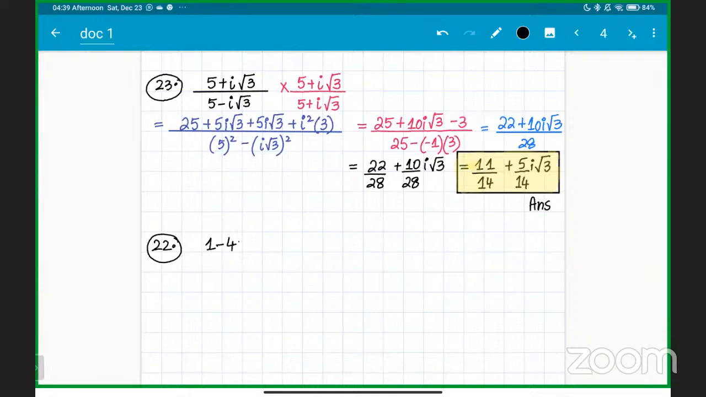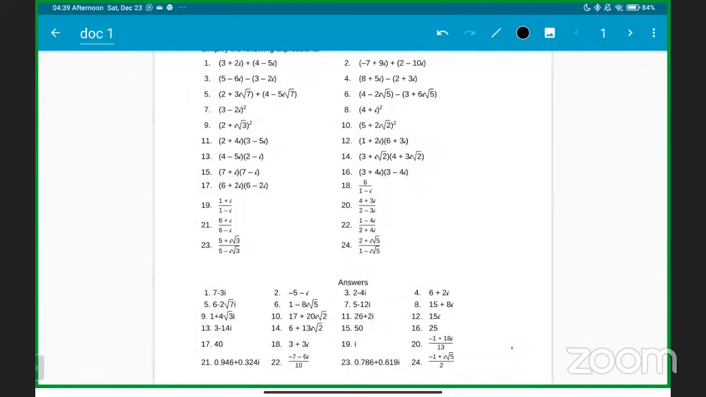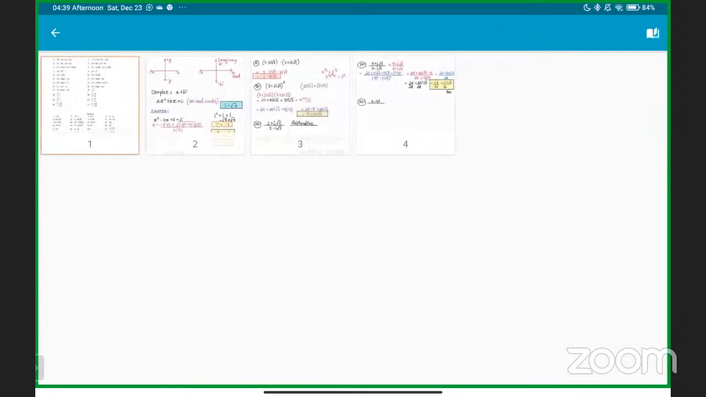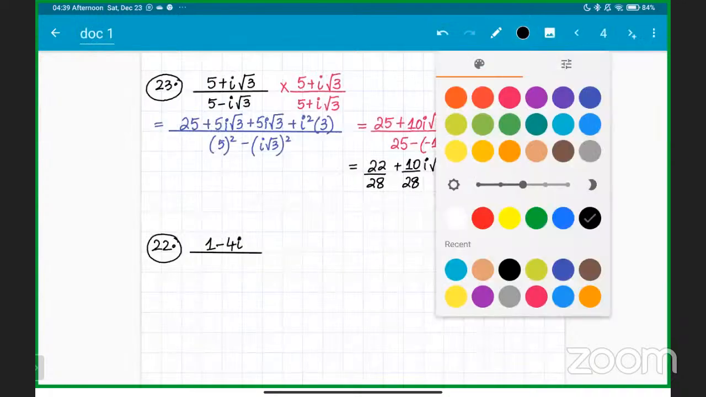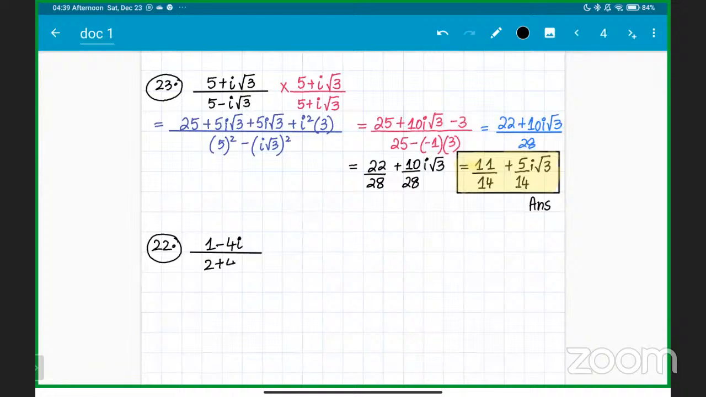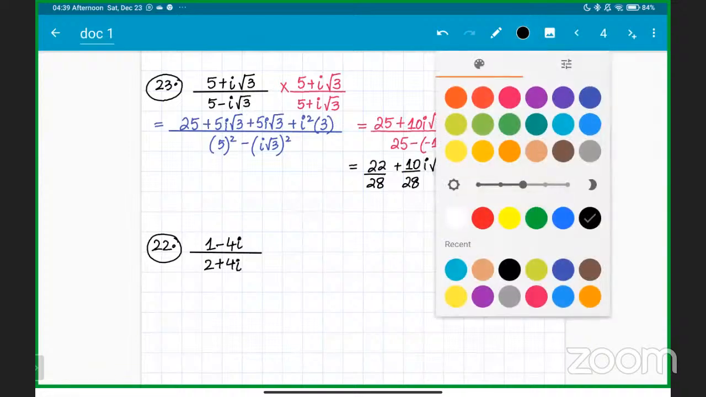So we have 1 minus 4i divided by 2 plus 4i. This is question number 22. So now, how do we rationalize?